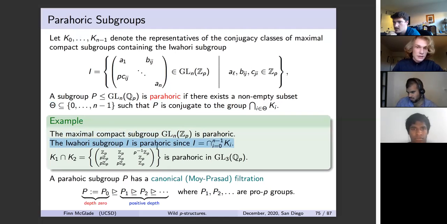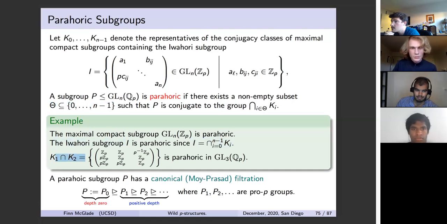A nice thing is that the Iwahori is always parahoric. It turns out that if you intersect all the maximal compacts, or all of these representatives, K0 through Kn-1, then you actually recover the Iwahori subgroup. That's not particularly easy to prove, but it is true. So the Iwahori is an example of one of these things: you just take theta to be the entire set, 0 through n-1.